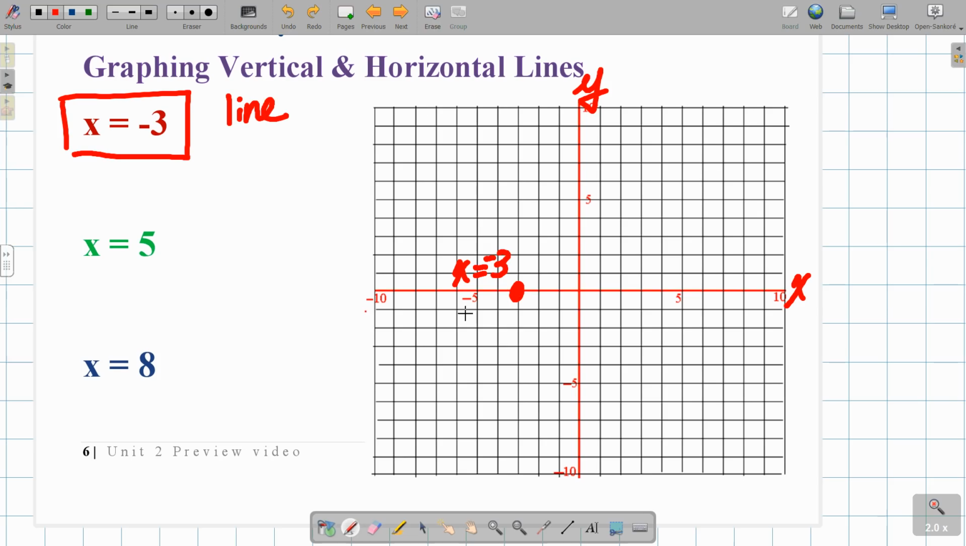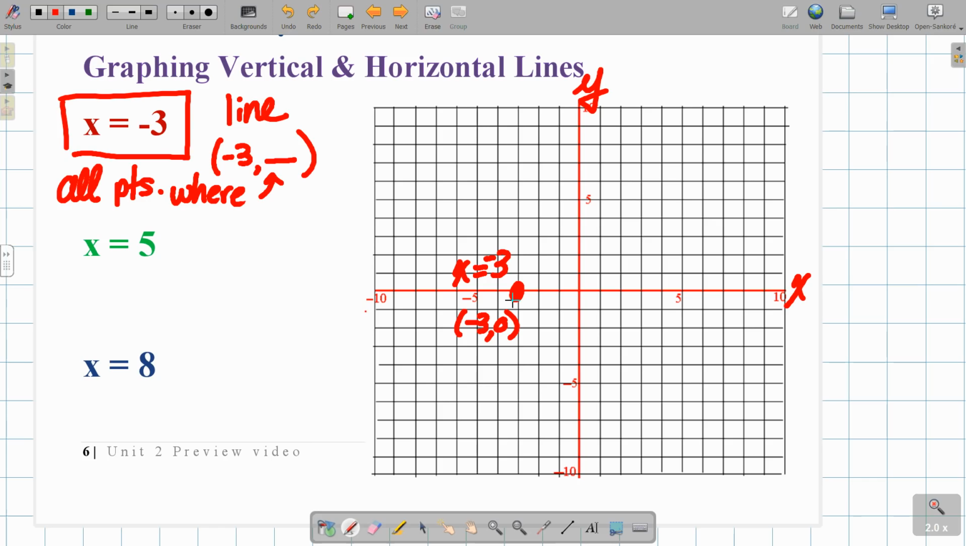That point right there is going to be -3, 0. If I'm going to graph the line x = -3, it is all the points where I have a -3 something. All points where you have this scenario. The easiest way to do this is to simply graph a bunch of points where it's -3 and something. Then it becomes more apparent.